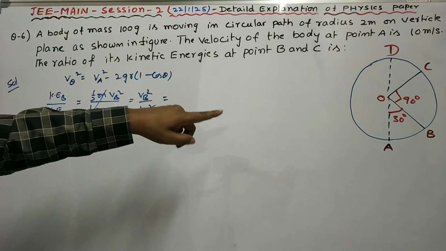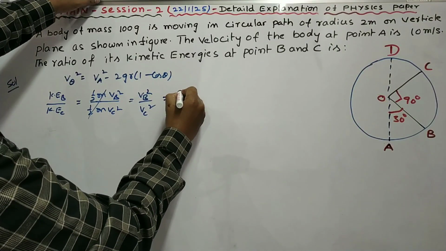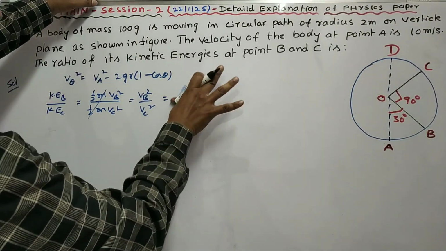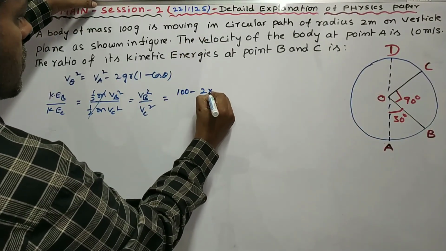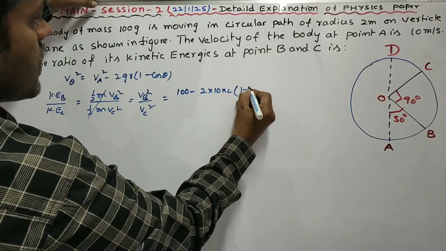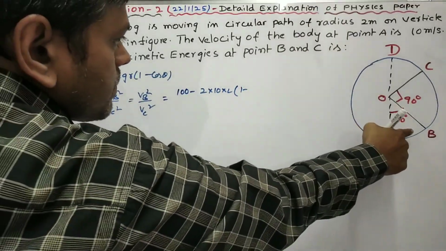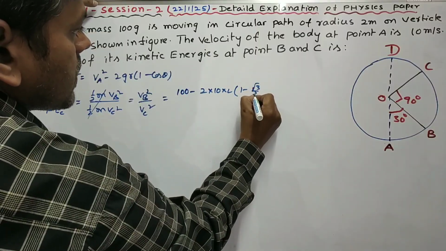So velocity at point B is equal to what? Va. That means velocity at point A already given, that is equal to 10 meter per second. So equal to 10 square. That means what? 100. Equal to what? 100 minus 2g, g is equal to what? 10. R is equal to radius is already given, 2 meter, into 1 minus cos 30. Cos 30 because B makes an angle 30. So 1 minus cos 30 means root 3 by 2.